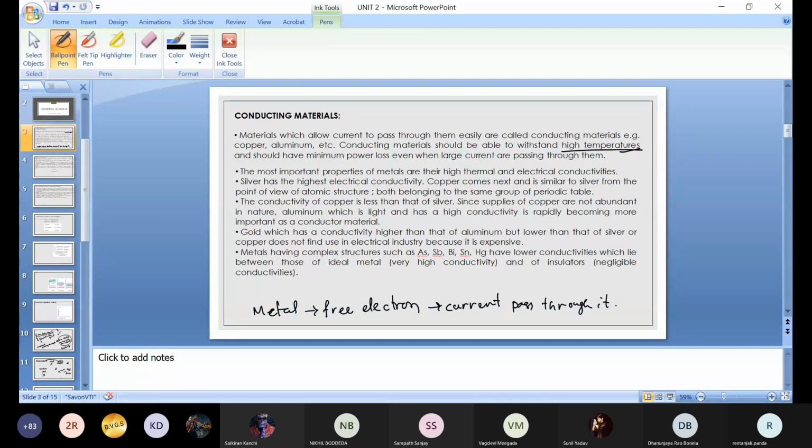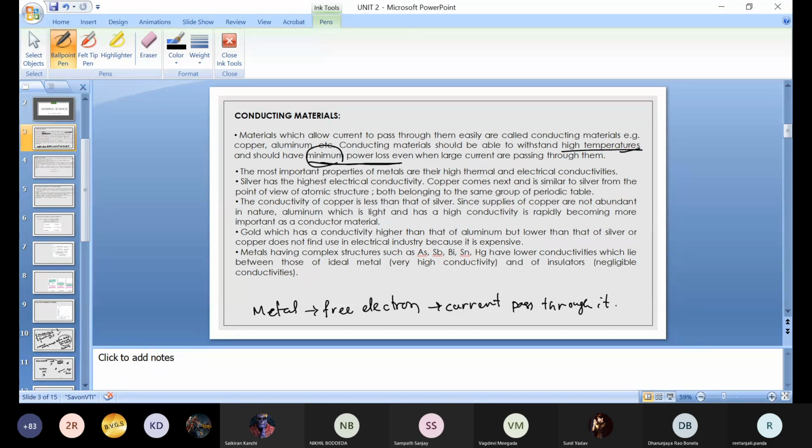That's why we say this material should be able to withstand high temperature. If it is not able to withstand the high temperature, there might be an accident. At the same time, the temperature generated due to the transfer of the electrons is nothing but a type of power loss, so there should be minimum power loss.